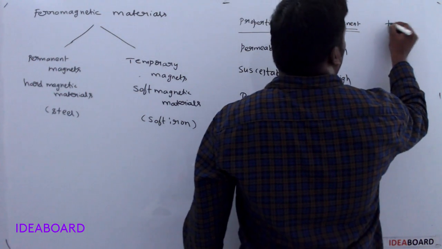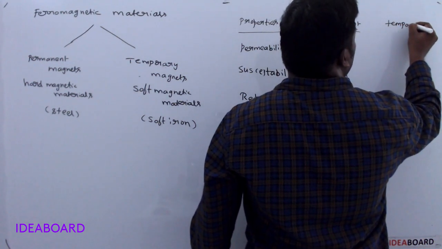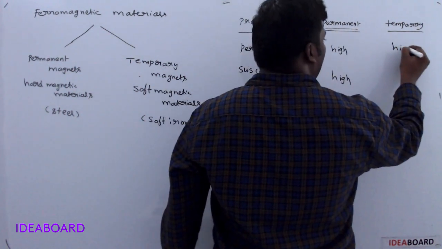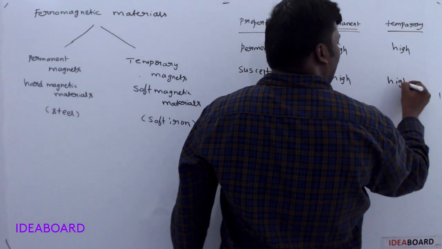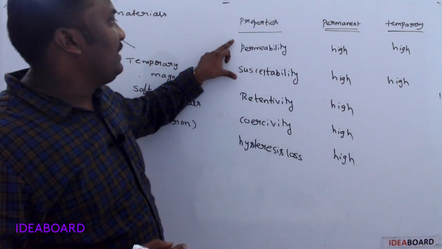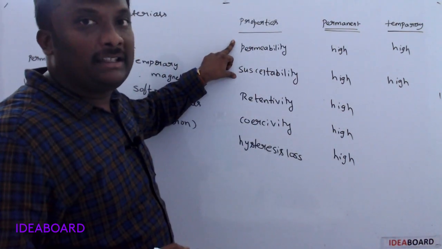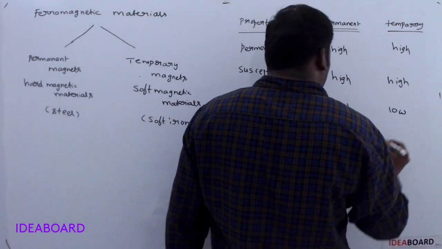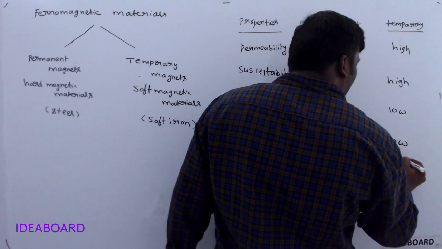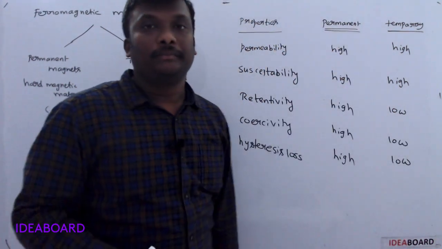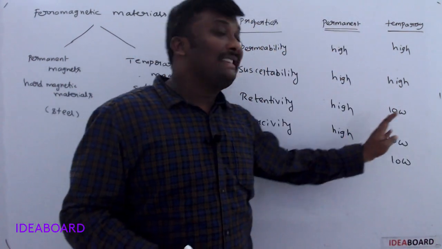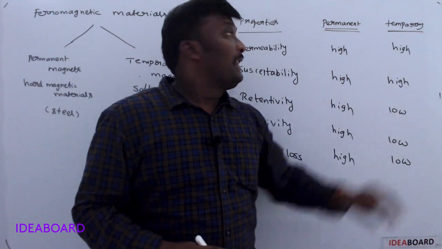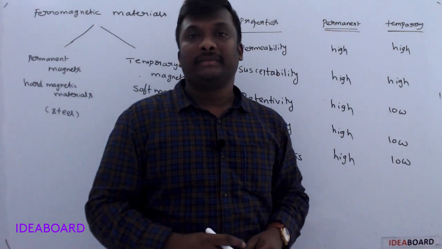But for temporary magnets, permeability is high, susceptibility is also high, because ferromagnetic materials always have permeability greater than 1 and susceptibility positive and high. But retentivity is low, coercivity is low, loss is also low. So whenever the hysteresis loss is less, we regularly use temporary magnets compared with permanent magnets.